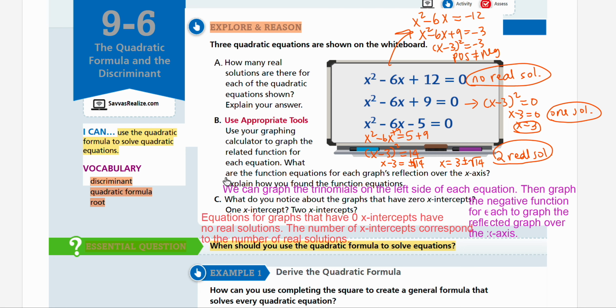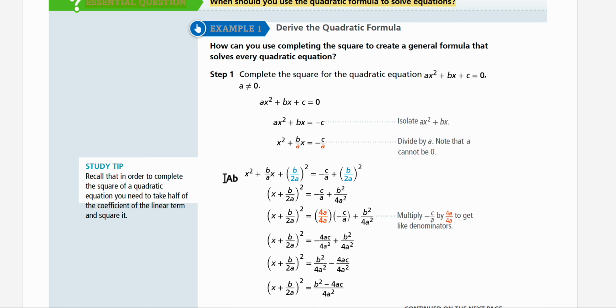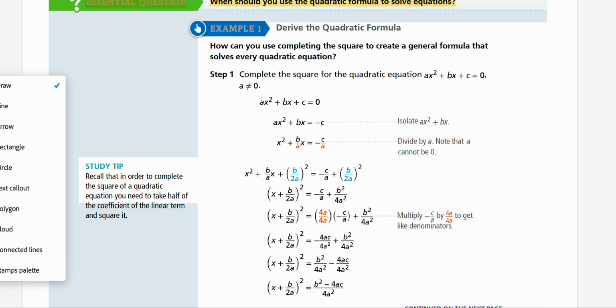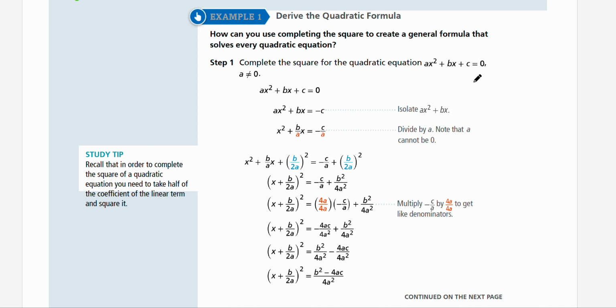Let's look at example 1. Derive the quadratic formula. So we first need to know where the quadratic formula is coming from. So let's use completing the square to create a general formula that solves every quadratic equation. So we have a standard form of the quadratic equation here, ax squared plus bx plus c is equal to 0. We're going to use completing the square using this literal equation.